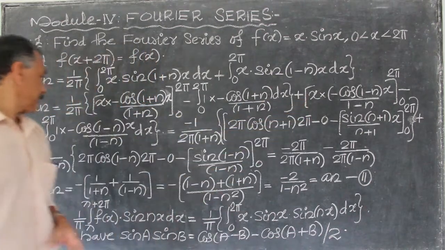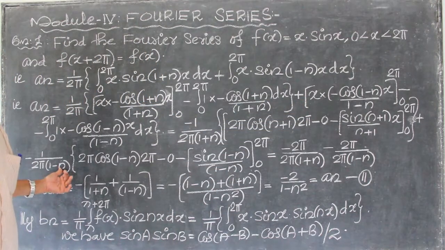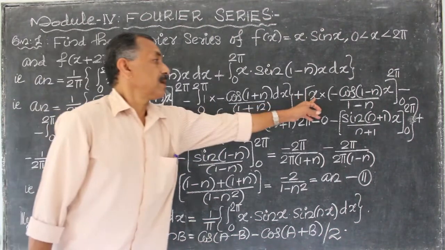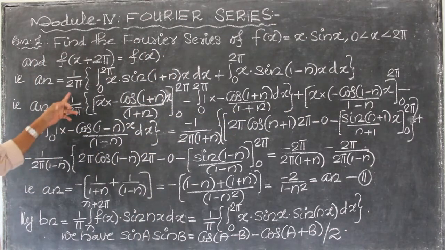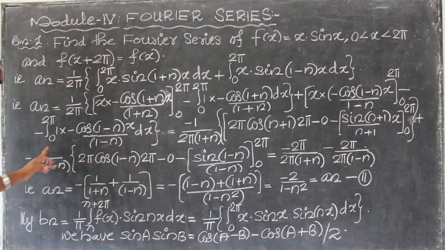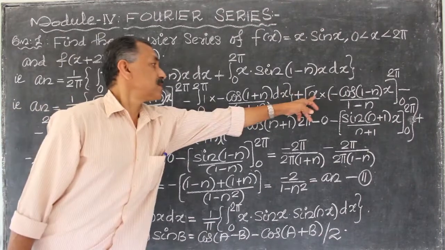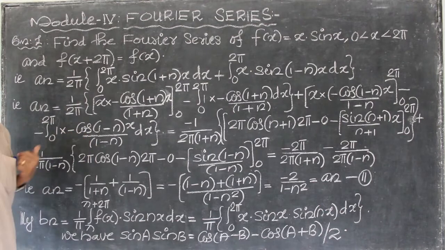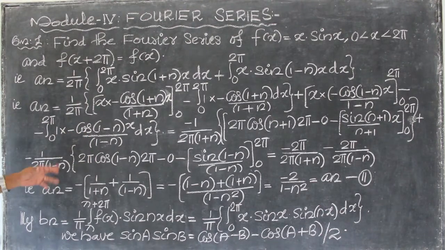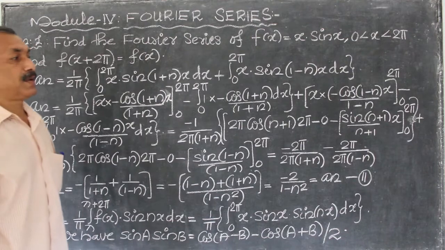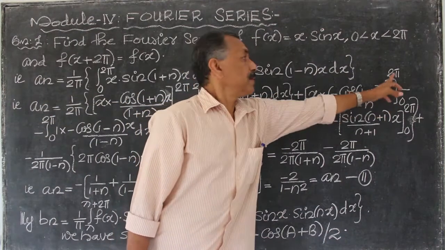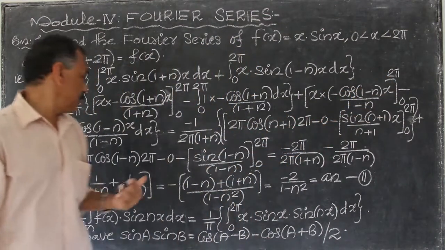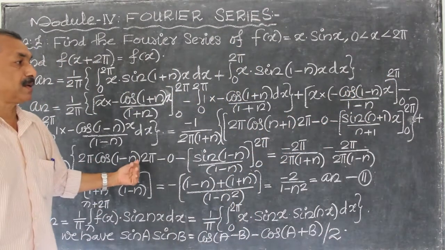Plus this term, 1 divided by (1 minus n). This 1 by 2π common. That is 1 divided by minus, minus. This term minus 1, minus outside, minus 1 divided by 2π into (1 minus n). Upper limit apply: 2π cos(1 minus n) into 2π.